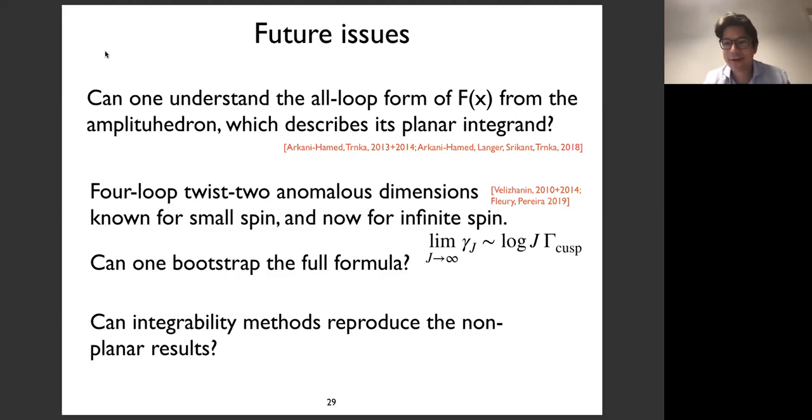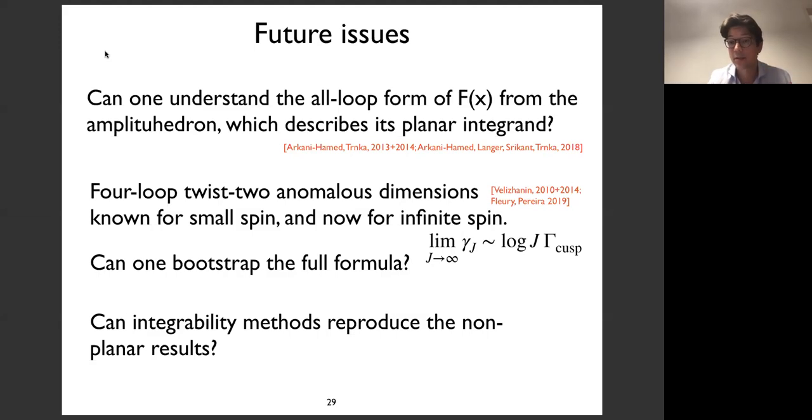Now, perhaps a more short-term application is the following. I mentioned the connection of the cusp anomalous dimension to twist-2 operators. Those anomalous dimensions are known for a couple of values of the spin, I think up to spin 8, depending on how you count. And now our calculation gives you the asymptotic limit for infinite spin. And of course, this is an open question: what is the analytic formula that represents all these results?